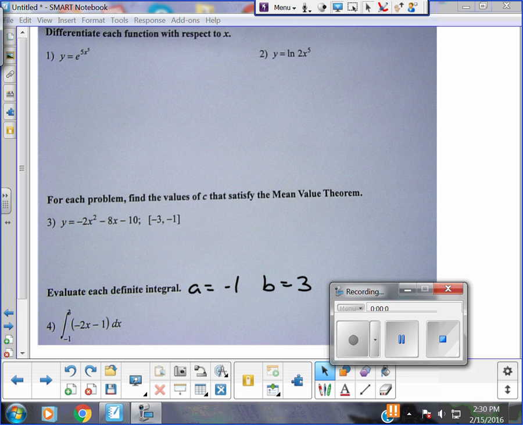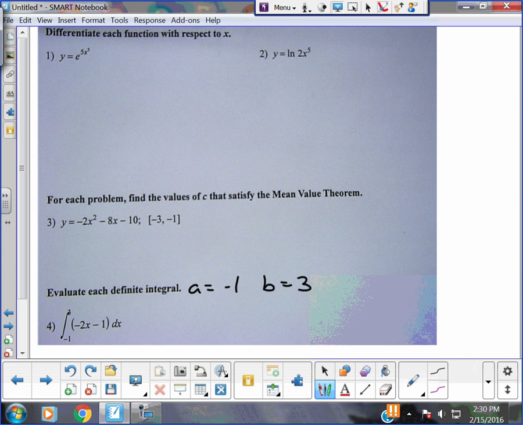All right, so we got 4 warm-up problems today. The first 2 are differentiation. And again, these are both Chapter 7s in the Stewart book. e to the x, derivative is e to the x, and derivative of ln x is 1 over x.